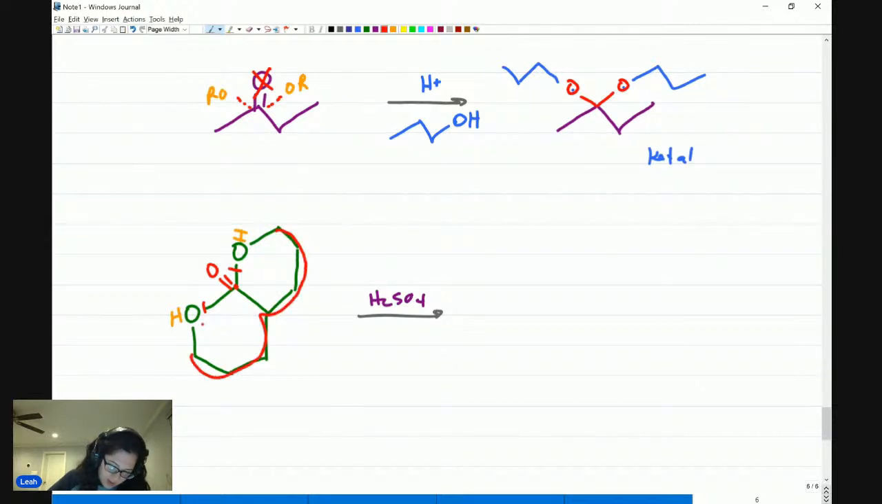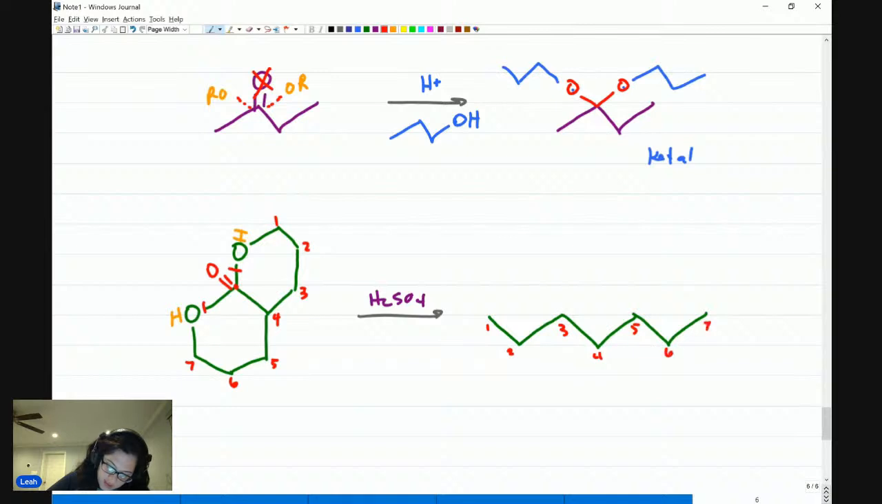This right here is my carbon chain. That's it. 1, 2, 3, 4, 5, 6, and 7. All I have to draw is 7 carbons. Let's move that over here.